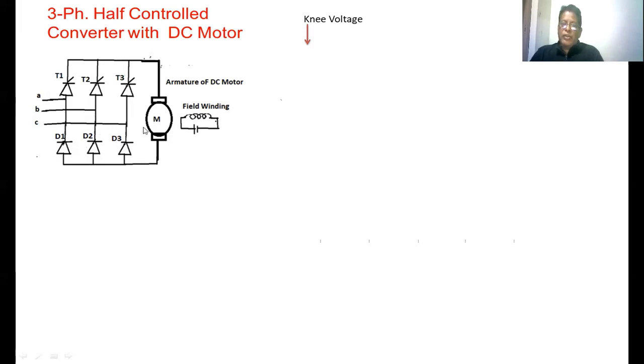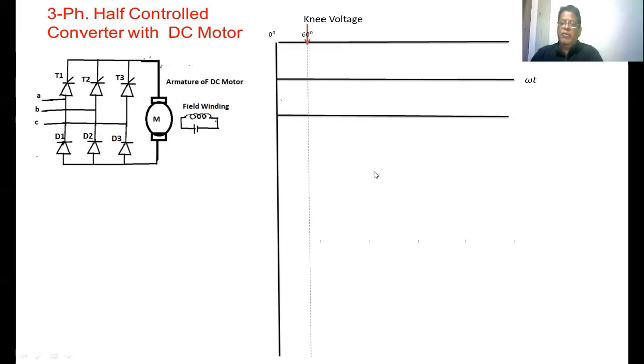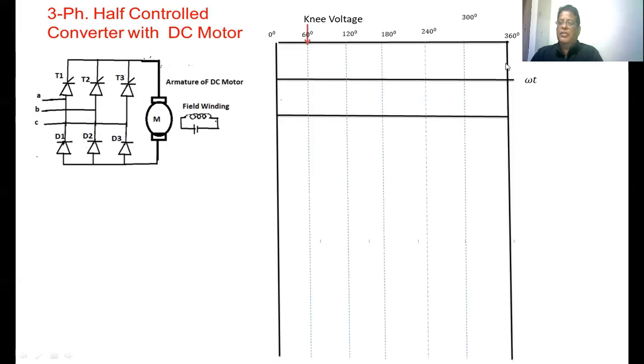Again, to analyze the circuit, we are going to take the 6 line voltages. Already we know how to draw the 6 line voltages. This is the zero line. This is the x-axis. On the x-axis we have taken omega t. This line represents the maximum line voltage, and this represents the negative value of the maximum line voltage. Every 60 degrees we draw a vertical line. Finally we have taken one more line at 360 degrees, because we are going to draw the input voltage only within one cycle.